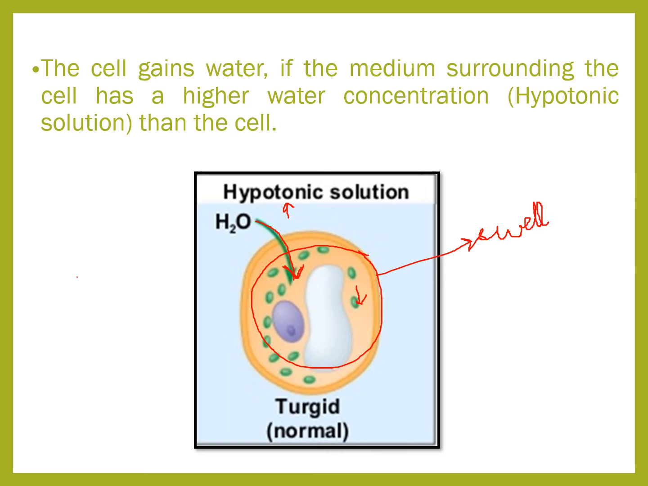Now let's see here. The cell gains water if the medium surrounding the cell has a higher water concentration, that is hypotonic, than the cell.